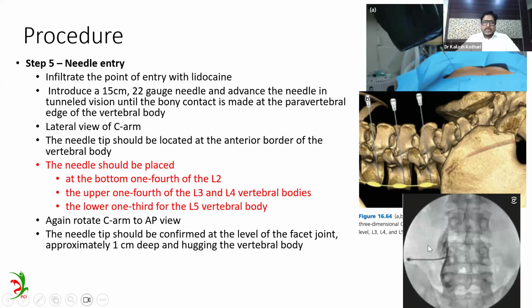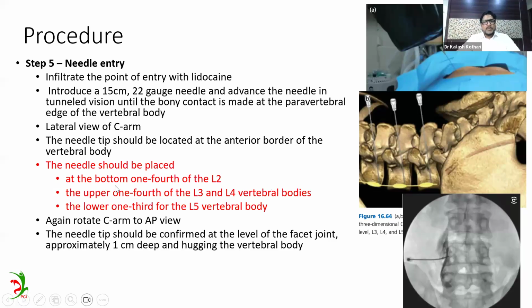So make sure you study the dye spread well, and then decide whether you want to go ahead with the injection of the local anesthetic or neurolytic drugs. So this is very important. So again, I am focusing on this placement of the needle.